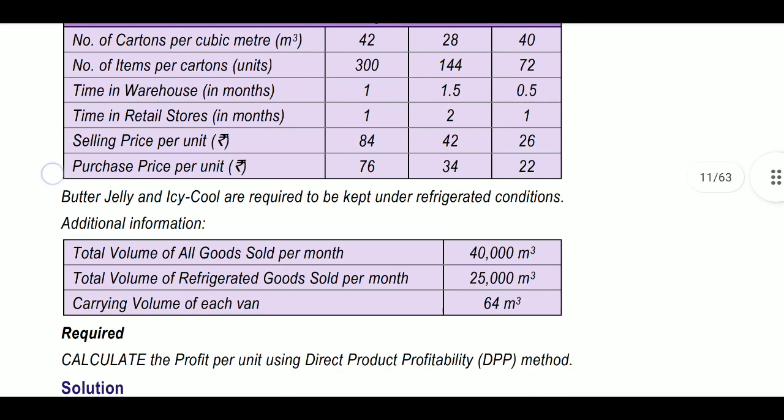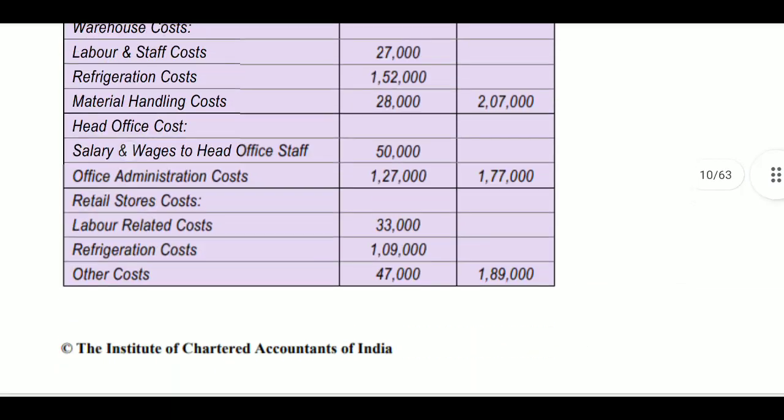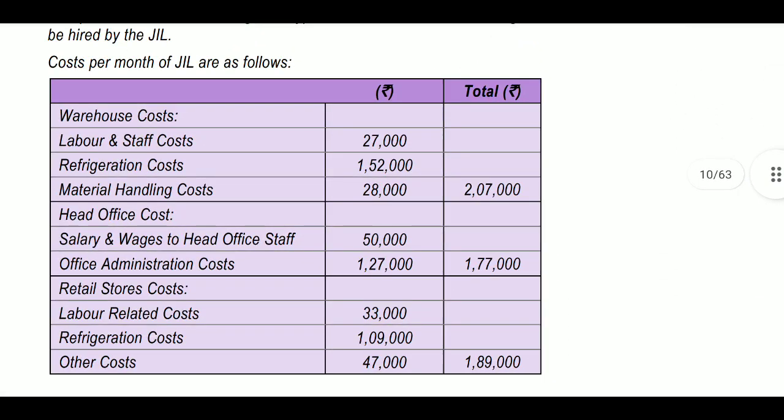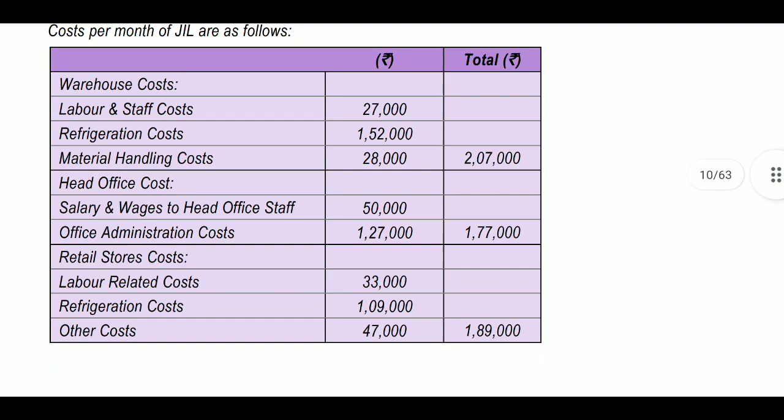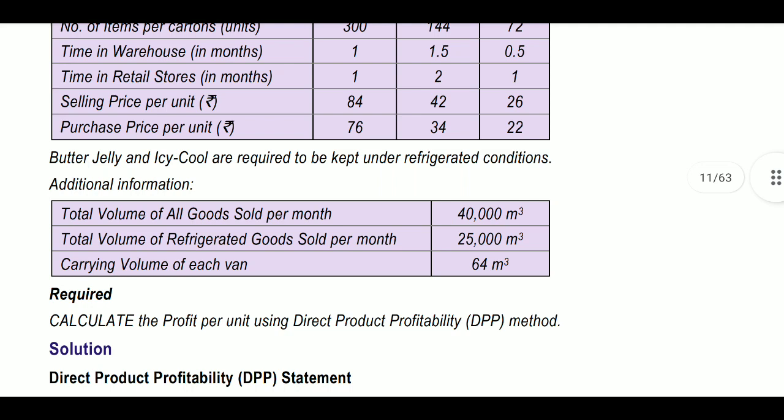Okay. Next, additional information was provided. Total value of all goods sold per month, so 40,000. So here we calculate the warehouse cost and the retail cost. For the warehouse cost, divided by this total value 40,000, 25,000, we will get the cost per month. For that cost per month, we will take those amounts and calculate.